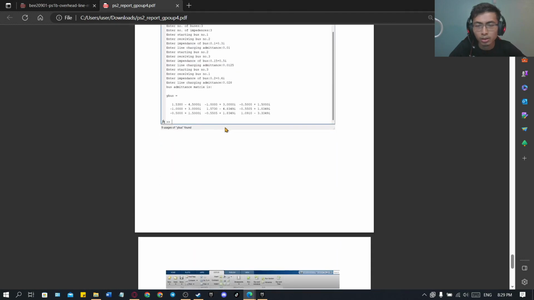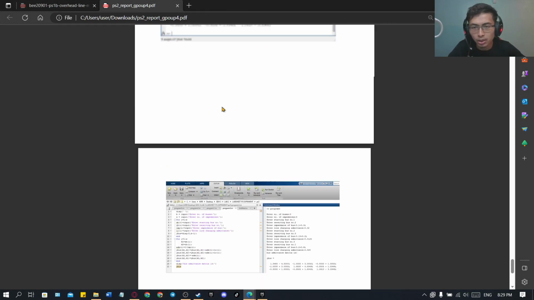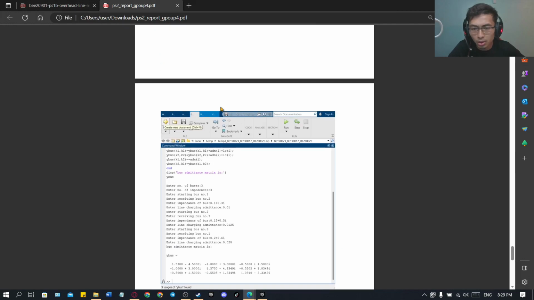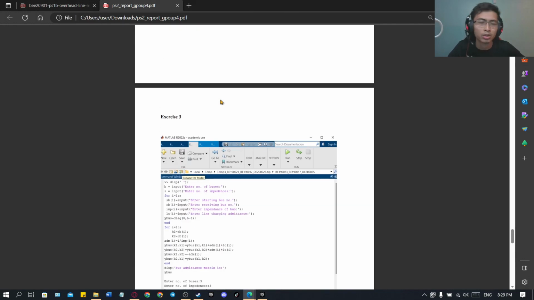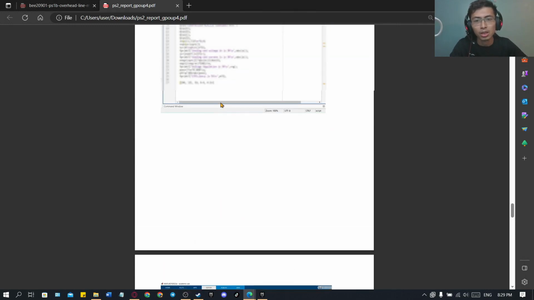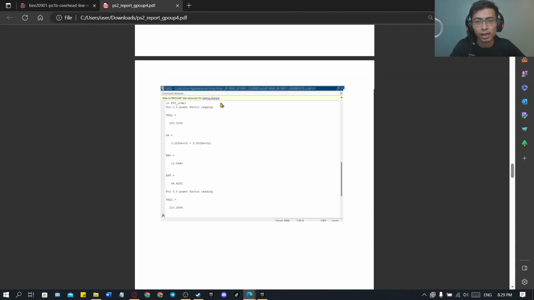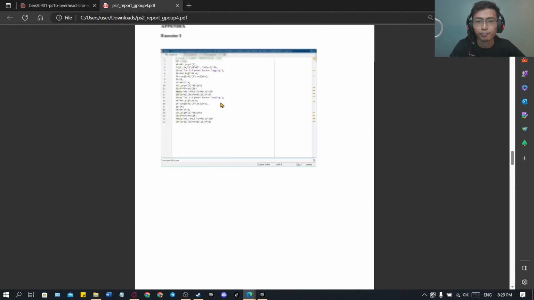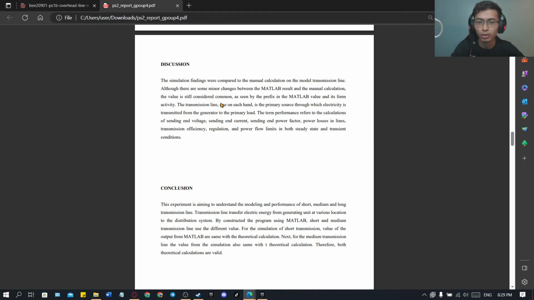which, if we did the manual calculation like we did in the past, you can see is almost similar to the MATLAB calculation. But in engineering terms, using MATLAB is faster and more accurate than manual calculation. So that's why we did the lab using MATLAB. Then I proceed with the conclusion.